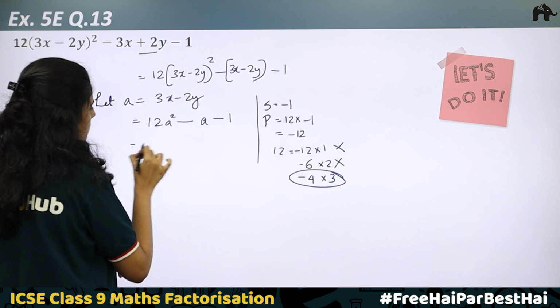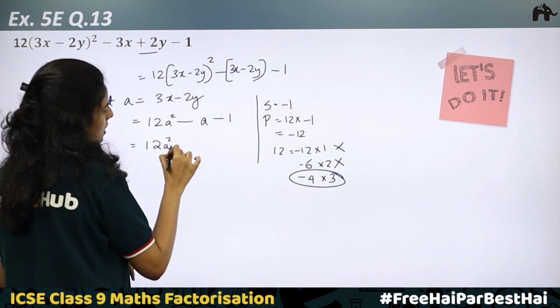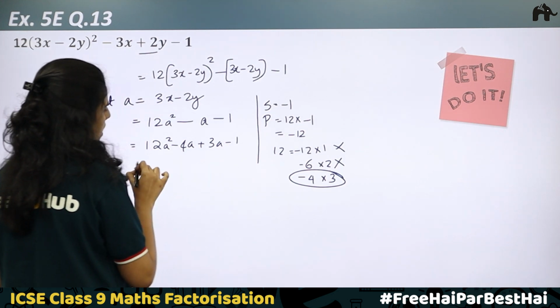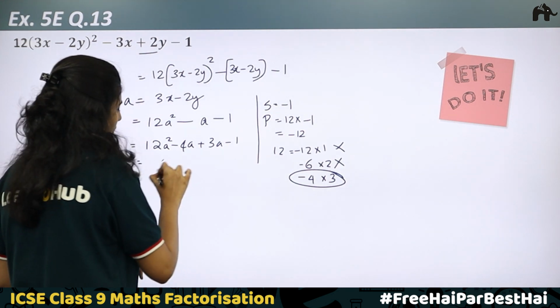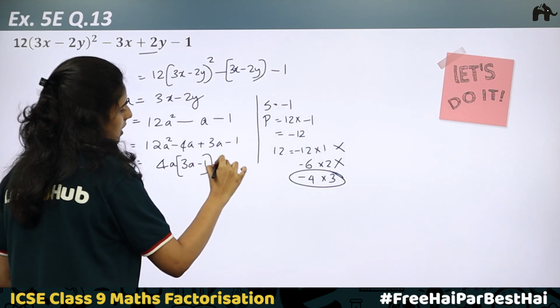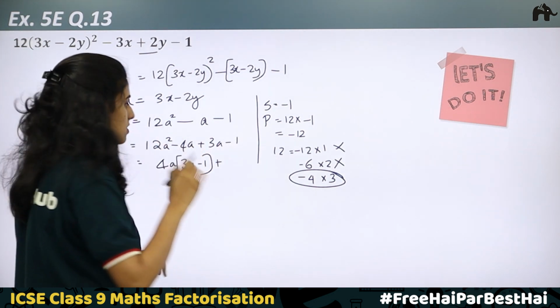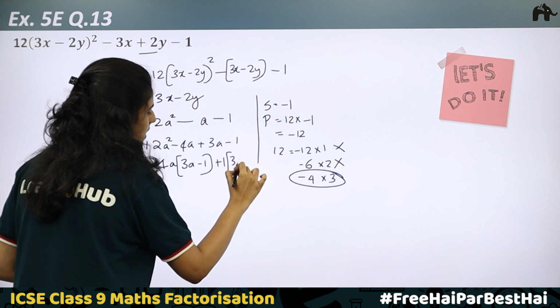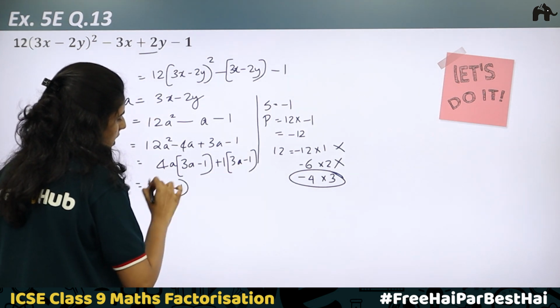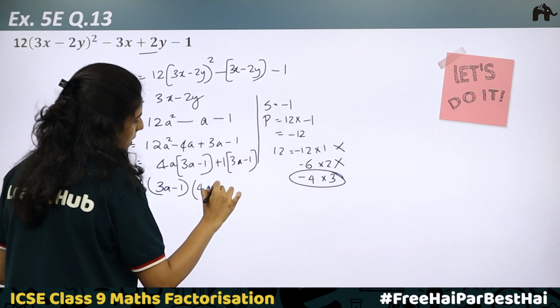Okay, splitting middle term, we get 12a square minus 4a plus 3a minus 1. Now taking common outside, 4a is common. Remaining we have 3a minus 1. Here only 1 is common, taking out 1, 3a minus 1. So this is equal to 3a minus 1 into 4a plus 1.